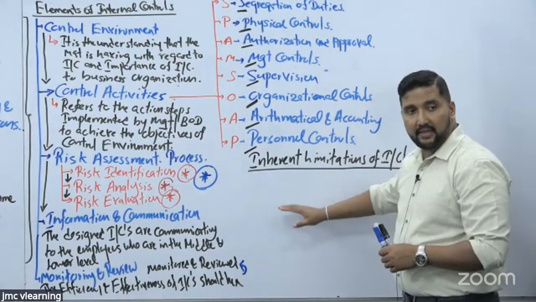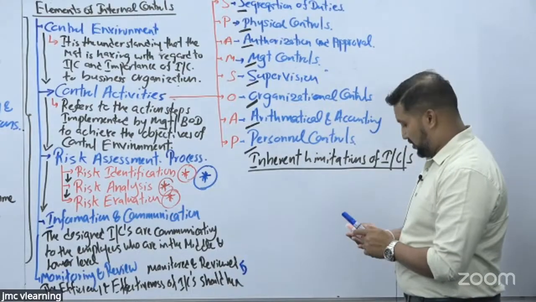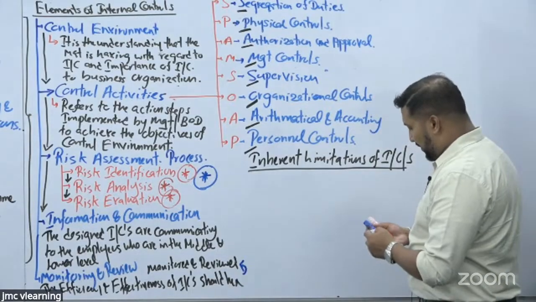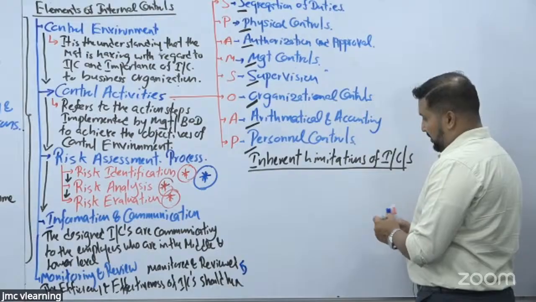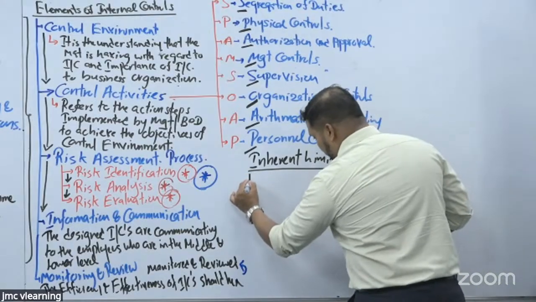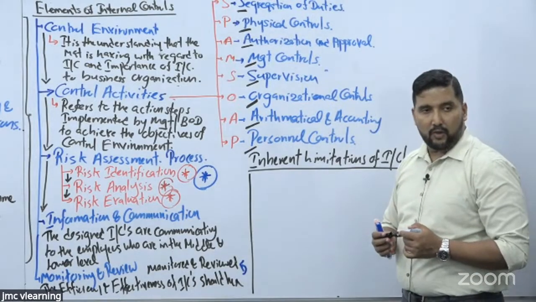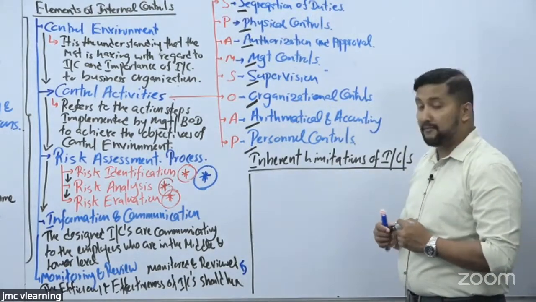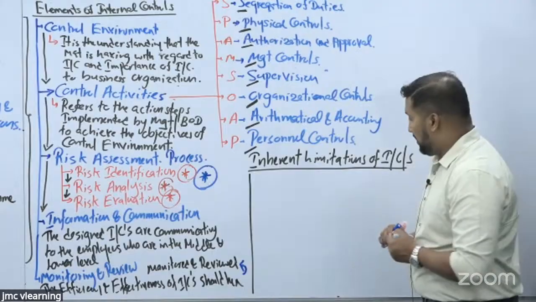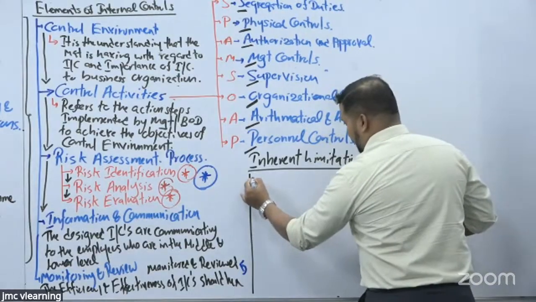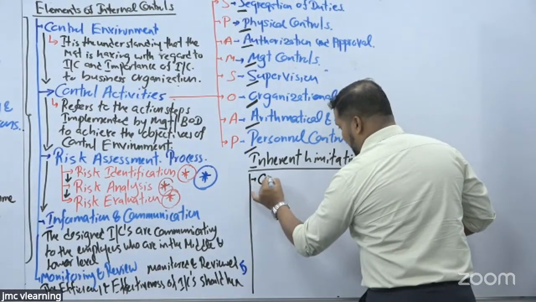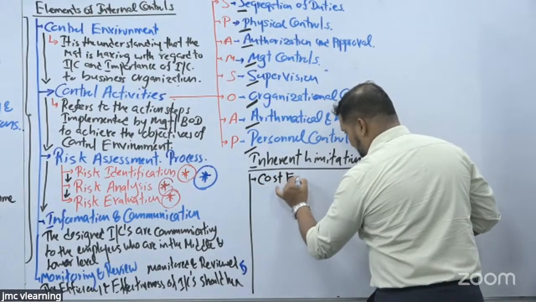So there are inherent limitations of internal controls, right? When you look at it from the broader perspective, there are 5 inherent limitations, right? What is the first one? The first one is referred to as cost focus.